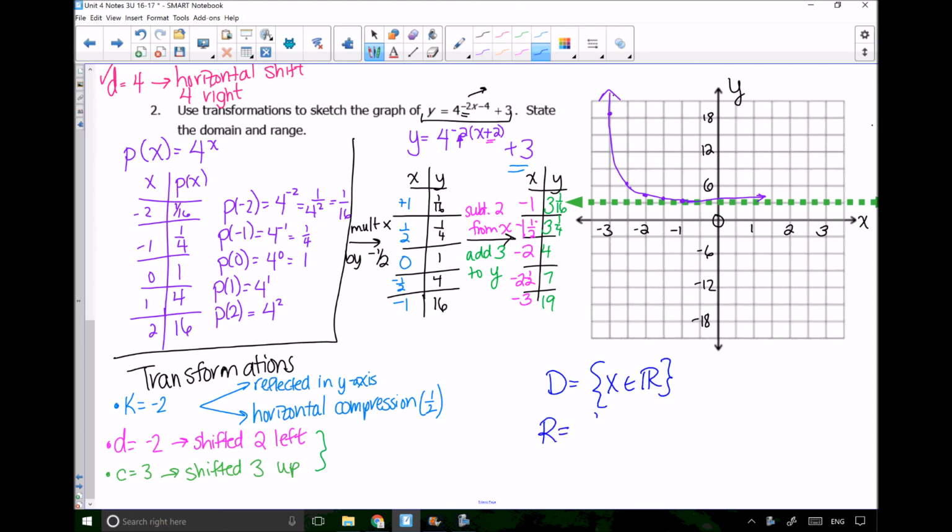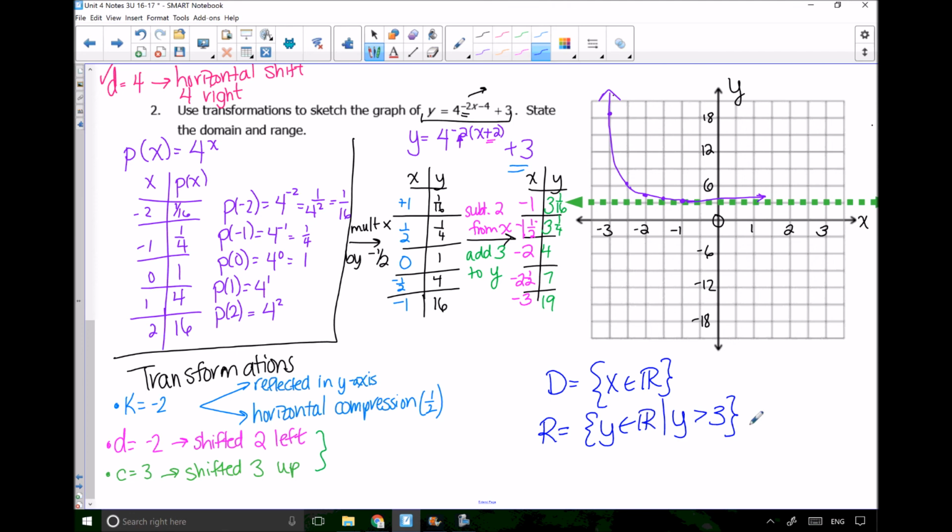Now for my range, all the points will work until I reach the value of 3 right here. So y is an element of the reals, except y has to be bigger than 3. Because the graph never actually touches 3, we cannot say greater than or equal to 3. We can just say y is greater than 3 here.